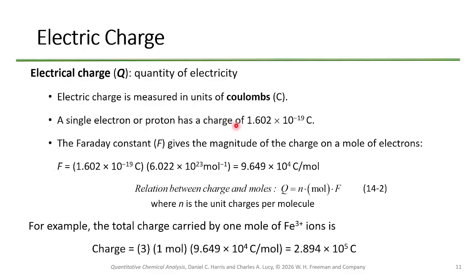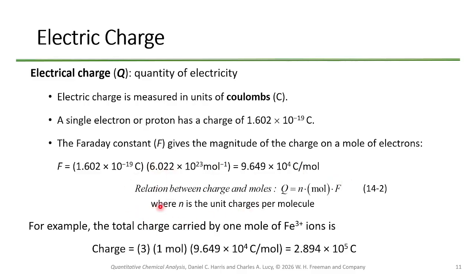So if you take this number and multiply it by a mole, 6.022 times 10 to the 23rd, that gives you Faraday's constant. Again, that's coulombs per mole. This is the relationship between the charge and moles: Q equals the number of moles times Faraday's constant.